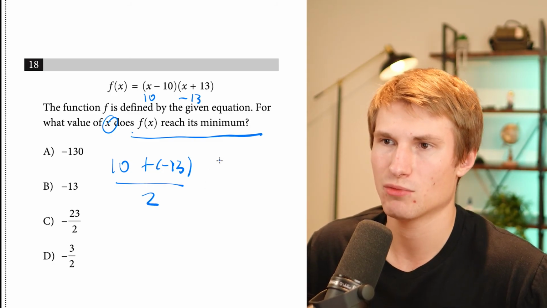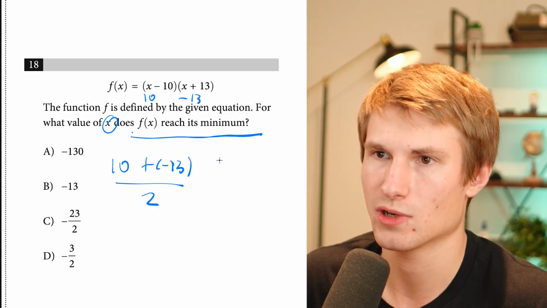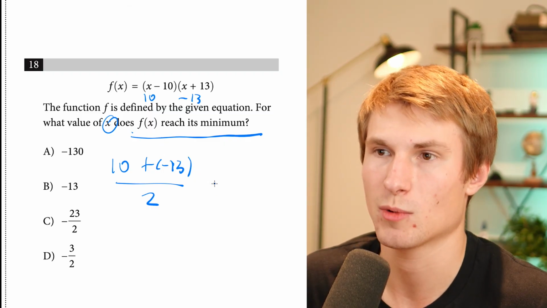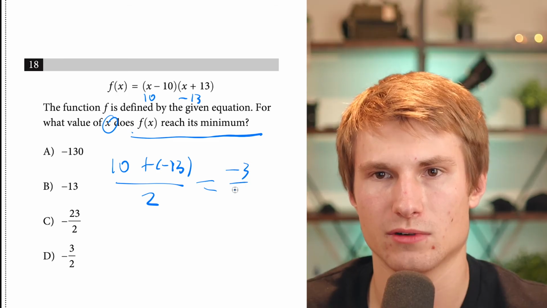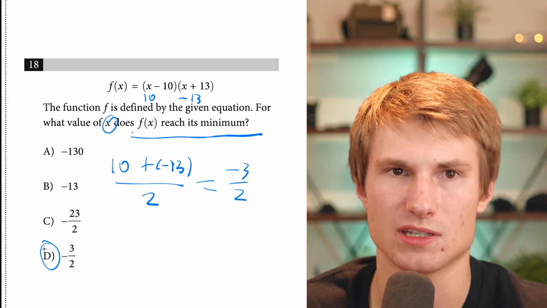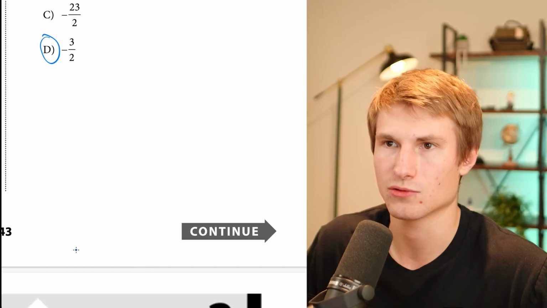If you take the midpoint of your zeros in a quadratic, you do get the value of x at which you reach your minimum or maximum, depending on the a value. So in this case, 10 minus 13 gives us negative 3 over 2. We see that that'll be answer choice D. We can go ahead and move on to our next question.